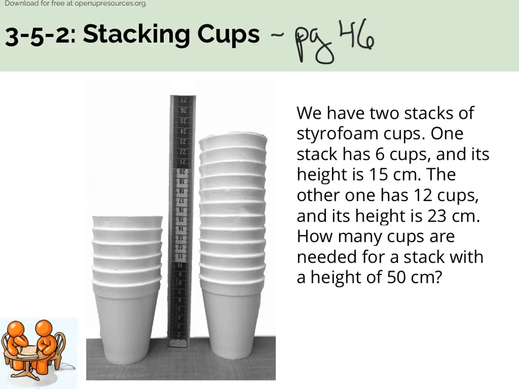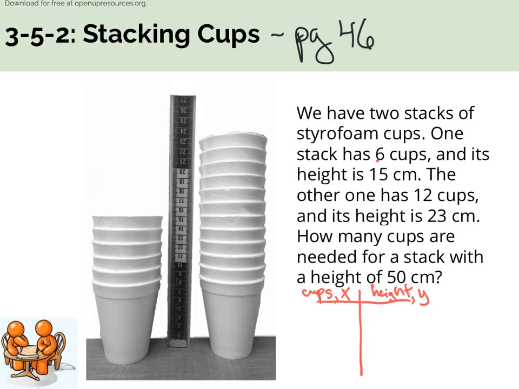Now, since you've worked through it, let's talk about it together. I personally like to make tables out of the information that we have. So let's go ahead and make a table. We have cups, and then we have height. Let's figure out our independent and our dependent variable. The height is going to depend on how many cups we have stacked. So the cups is X. Height is Y because it is the dependent.